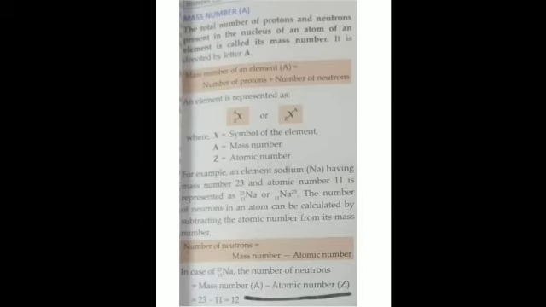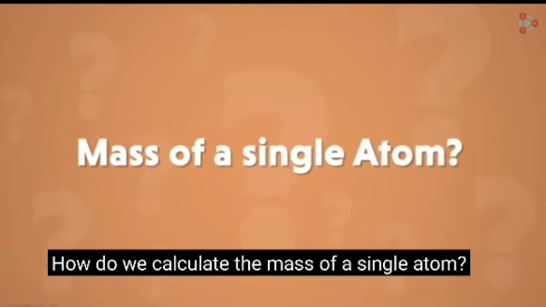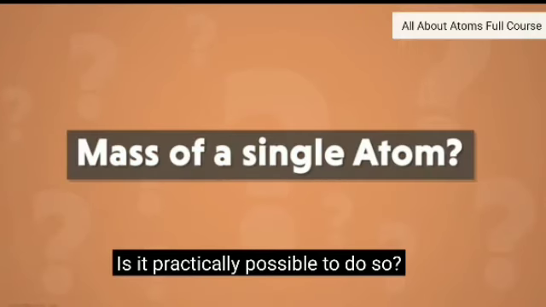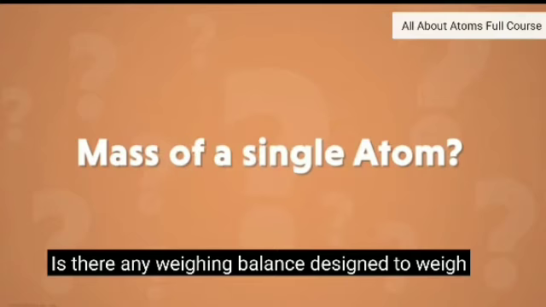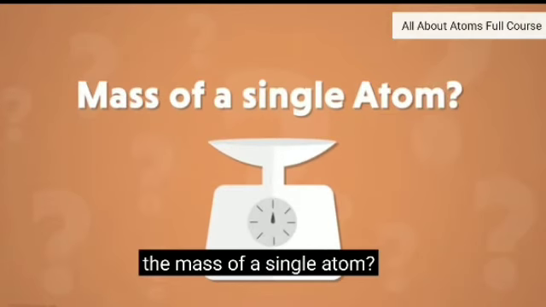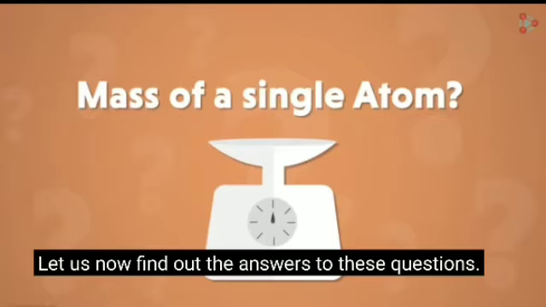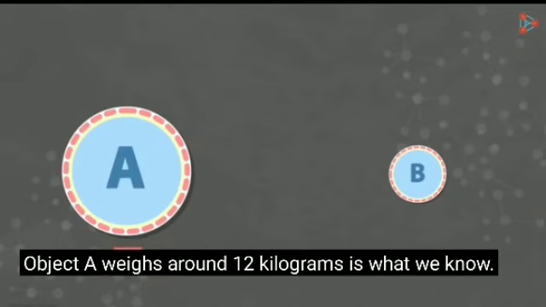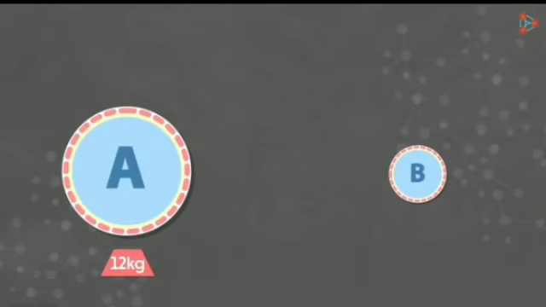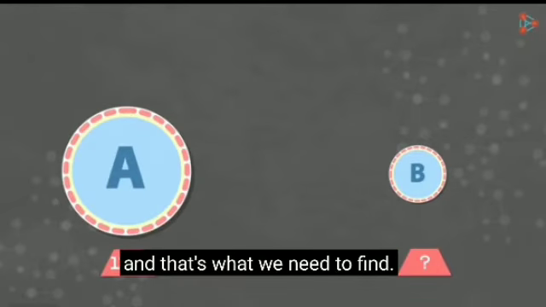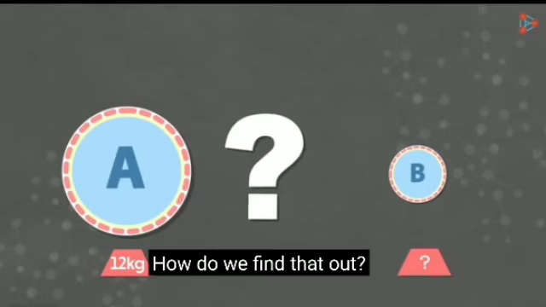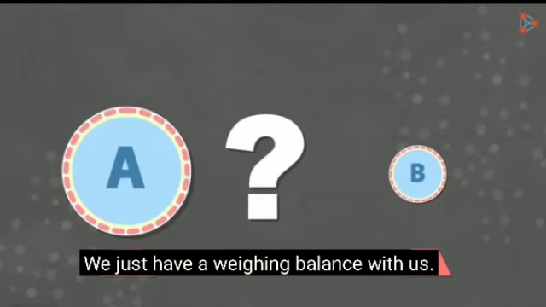Then the atomic mass. How do we calculate the mass of a single atom? Is it practically possible to do so? Is there any weighing balance for measuring the mass of a single atom? Now we have the answer to this. Imagine we have two objects A and B, and object A weighs around 12 kilograms, but we do not know the weight of object B, and that is what we need to find. And now how to find it out?